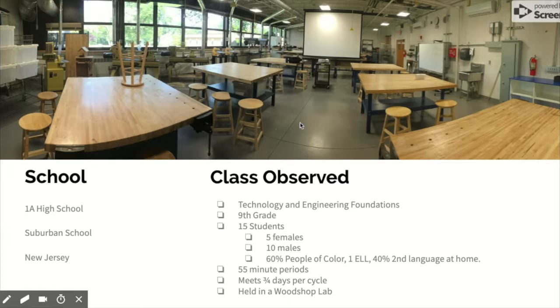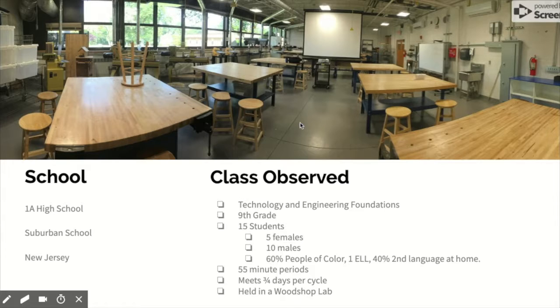My class of 15 had 5 females and 10 males. Approximately 60% of the students in the class were people of color. There was one 504 identified English language learner, and then 40% of the students, as noted from a poll in the beginning of the year, speak a second language other than English at home.